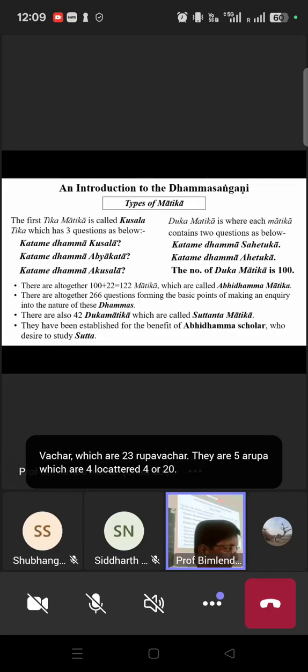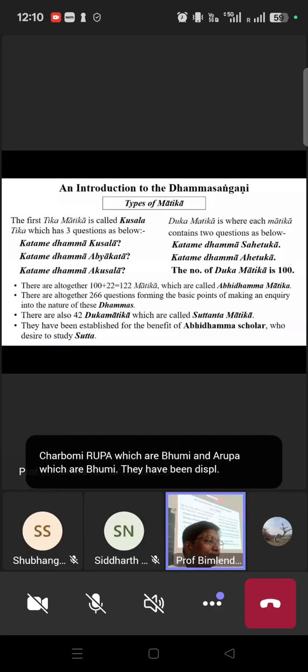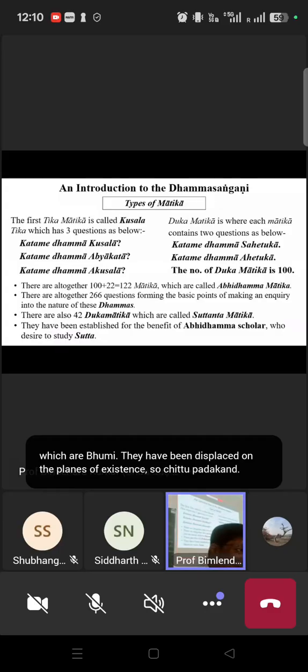So they have been discussed under the headings of Vipaka Chitta, of the Katame Dhamma of Abyakata. Then Kriya Chitta, which are 20 in number, available only in the Kamavachara Bhumi, Rupavachara Bhumi and Arupavachara Bhumi. They have been displayed on the planes of existence. So Chittuppadakanda discusses the arising of the consciousness, how there is the arising of consciousness.